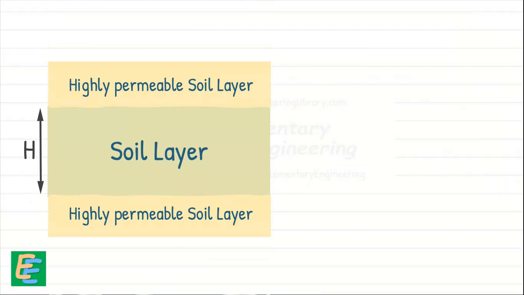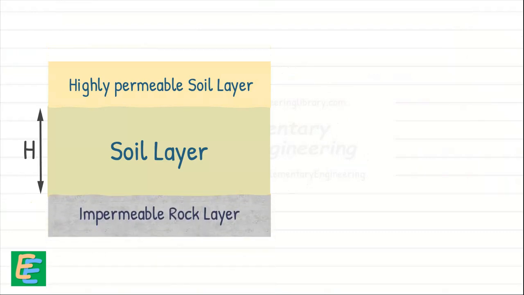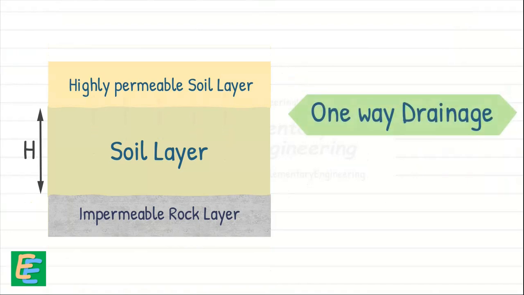If the soil layer had only the top surface open for drainage and the bottom surface supported by an impermeable rock layer, water could only escape from the top surface. This scenario is known as one-way drainage. In this case, the water molecules farthest from the open surface would need to travel the entire thickness of the layer, making the drainage path equal to the thickness of the layer H.